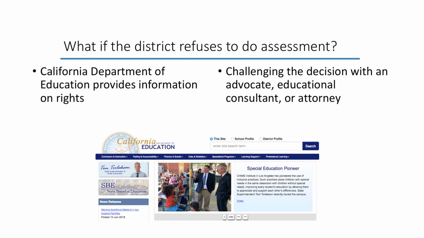If your district refuses to do any assessment, refuses to consider whether your student is eligible for an IEP or a 504 plan, you might want to look through the California Department of Education for what rights you have to challenge that decision. That's a point in time where parents may contact an advocate, an educational consultant, or an attorney to help determine was that the right thing that the district did or not, and if it's not the correct steps, then what can I do to challenge it?